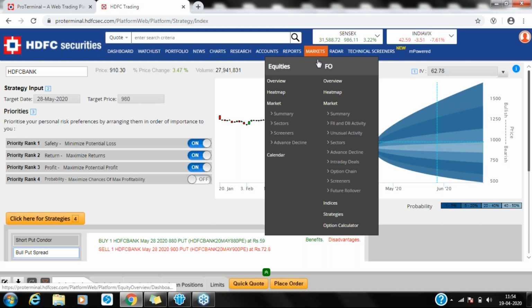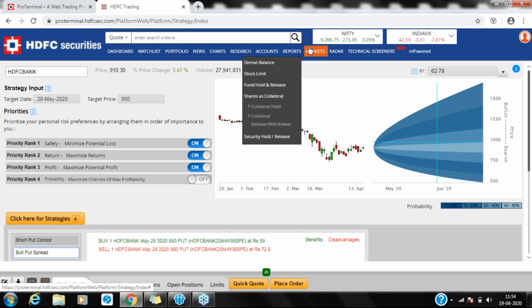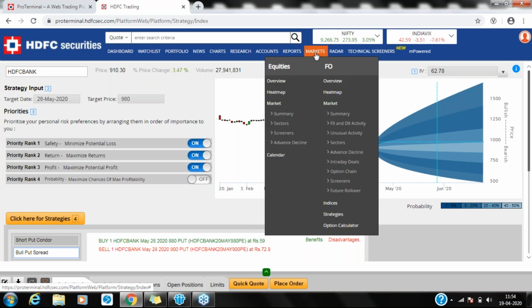Right at the bottom, just at the top of the options calculator, you can select strategy. After clicking on a strategy, this page will open up, and then you just have to enter the target date and target price. Okay, so I'm hopeful that this part is very clear for all of you.